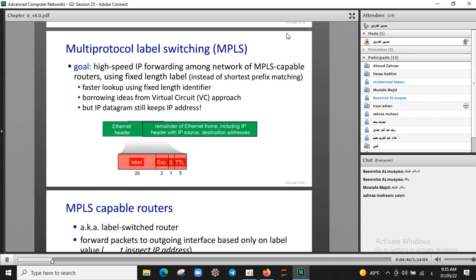You know, in IP, the speed is low. Why? Because when an IP packet arrives to a router, that IP router will process the header of the packet, and after that it will look up the address. This address lookup is time consuming.